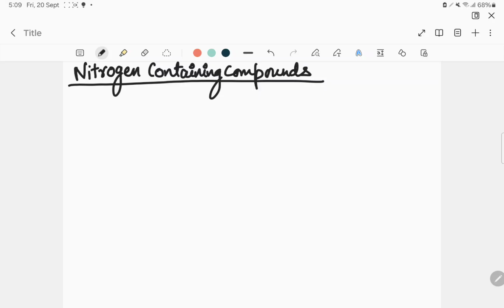Nitrogen containing compounds. Here we are going to study amines. Three types of amines we study. Then we are going to study diazonium salts. When we talk of amines, we will study the nomenclature, the methods of preparation, etc.